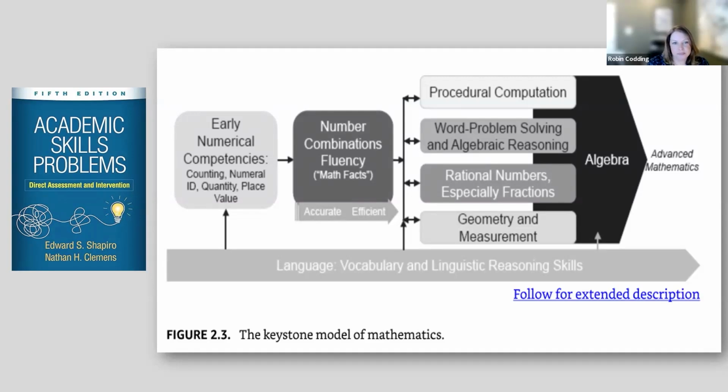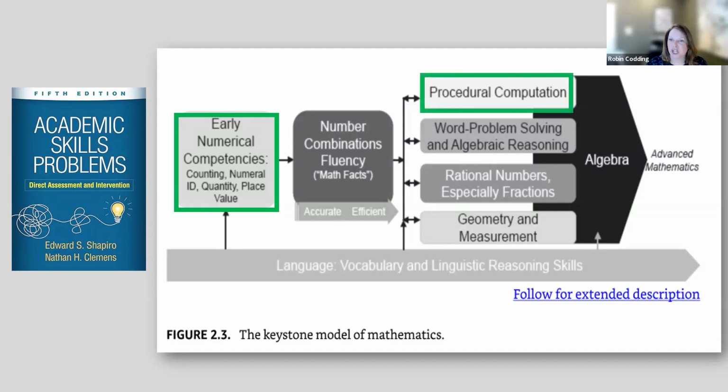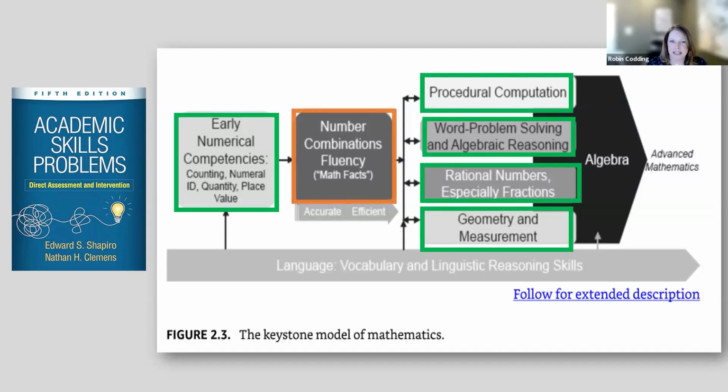So let's take a brief walk through this model. It begins with those early numerical competencies that we've been talking about that we know that we are measuring because their measures exist. Counting, numeral ID, quantity, and place value is another one, or that number line sequence that we talked about. Procedural computation, multi-digit computation, word problem solving and algebraic reasoning, geometry and measurement, and then rational numbers, particularly fractions. So we know that fractions are a really important aspect of rational number knowledge that students need mastery over. So again, just highlighting that number combination fluency is the center of this model. And so it illustrates that in addition, underlying all of these are language, vocabulary, and linguistic reasoning skills. And so thinking about that is an important component also of what students know.